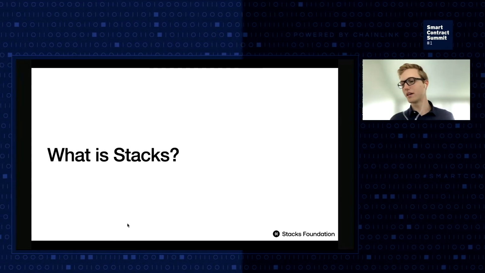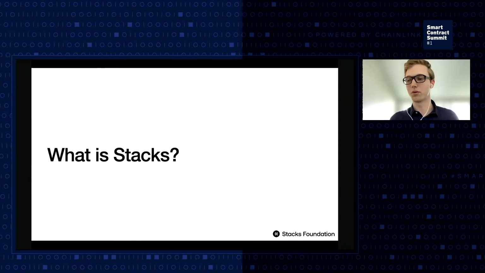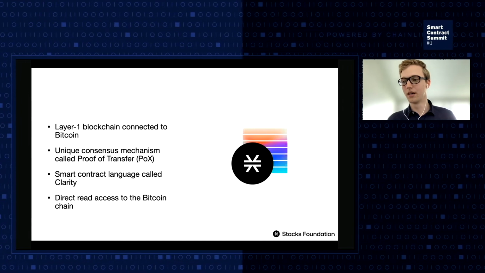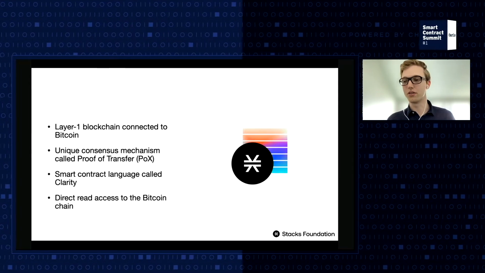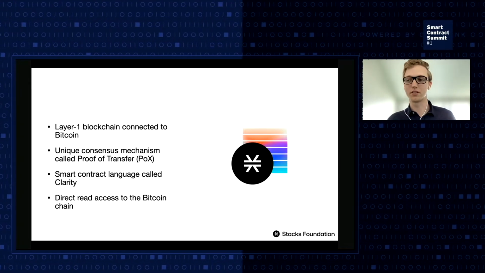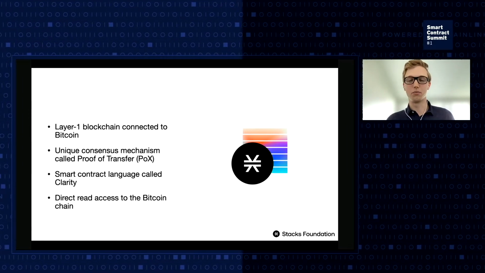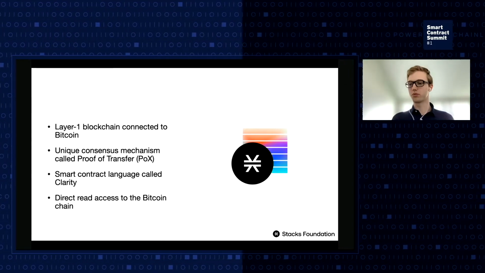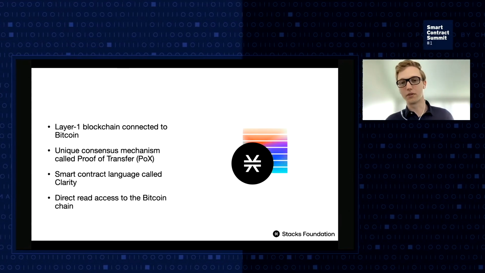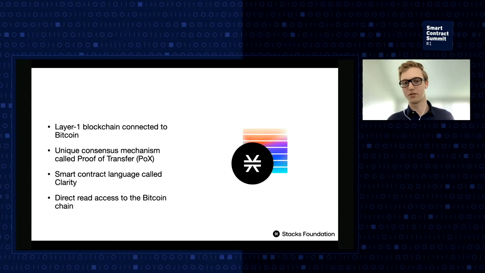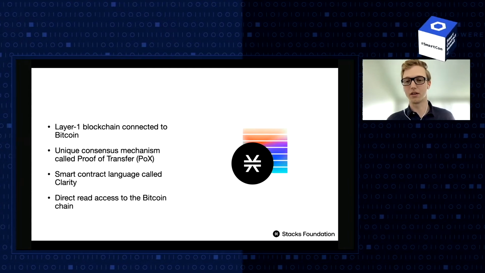Since Diwakar already talked about what Stacks is all about, I'll go over this really quickly and then talk a little bit more about Clarity itself. Stacks is, as we now know, a layer 1 blockchain that is connected to Bitcoin. It uses Bitcoin for its finality, but Stacks itself is not merge mined or anything like that. It's truly its own mechanism with a novel consensus mechanism called proof of transfer. We have a smart contract language called Clarity, and Clarity has direct read access to the Bitcoin chain, which, as Diwakar just showed, leads to some very interesting things, like one of the community members that did a Bitcoin swap.